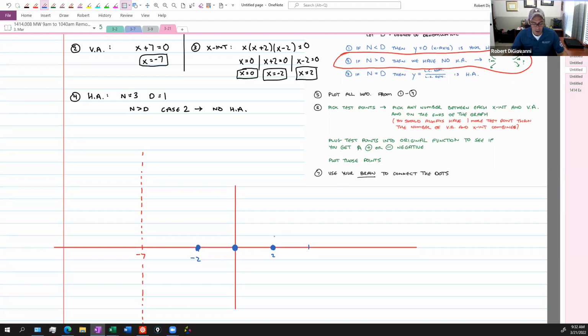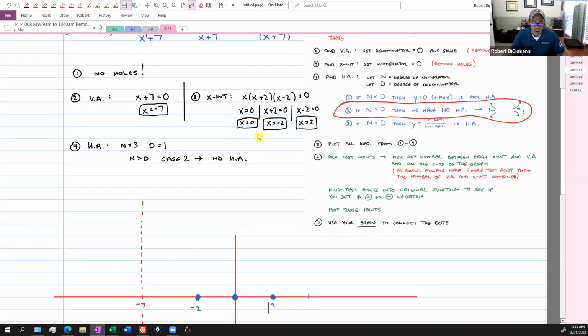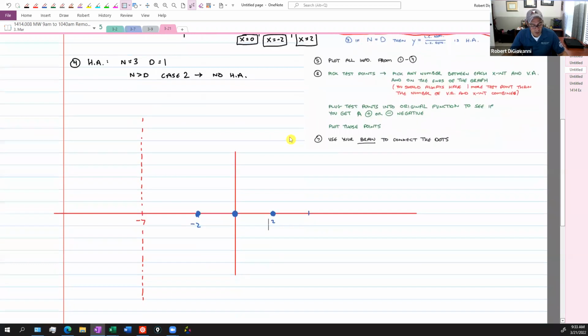All right. So I'm going to need how many test points then? 5, right? That sucks, but that's what we've got to do. We've got to do 5 because I've got 1 vertical asymptote and 3 x-intercepts. That's a total of 4, so I need 5 test points.